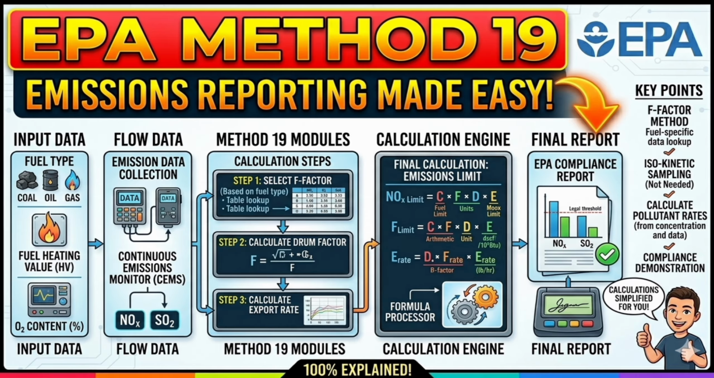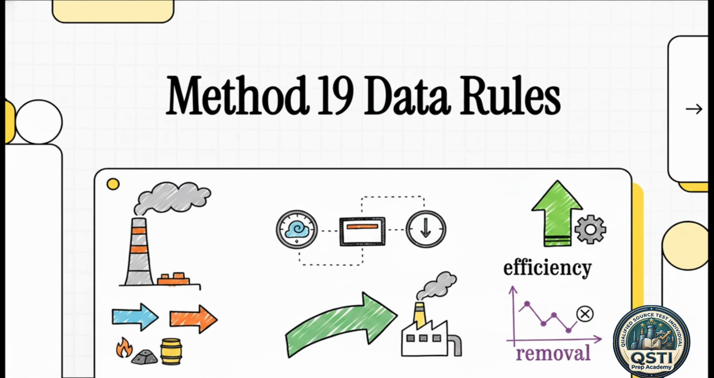We are mapping out the EPA Method 19 data reduction procedures. Specifically, we're going to look at exactly how your team calculates sulfur dioxide emission rates for different fuel types and how to determine sulfur removal efficiencies in your plant's treatment systems. Think of this as your procedural playbook, totally designed to make this regulatory framework crystal clear.